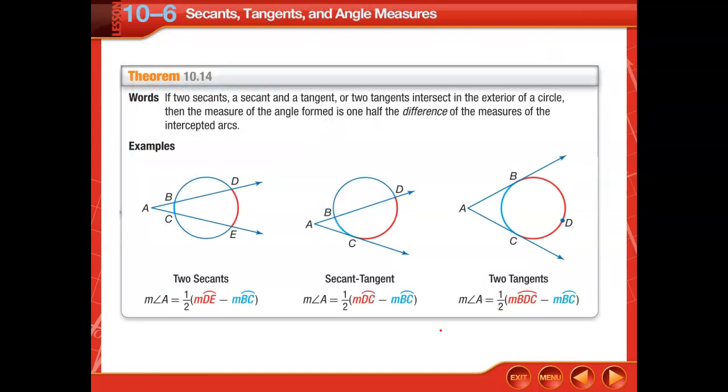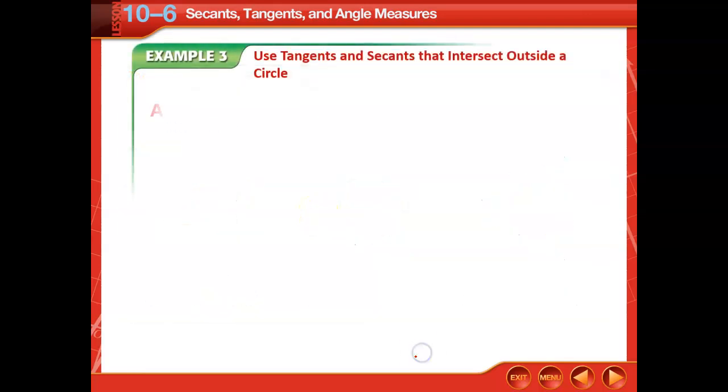So far we've only had angles on the edge or inside. Now we're looking at either two secants that make an angle outside, or a secant and a tangent that form an angle outside, or two tangents. This one is outside, so we do something a little bit different. Instead of adding the two arcs that it intercepts, we subtract, and we always do the bigger one minus the smaller one. So it's always the furthest one minus the smaller one.